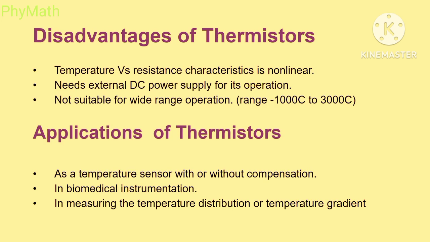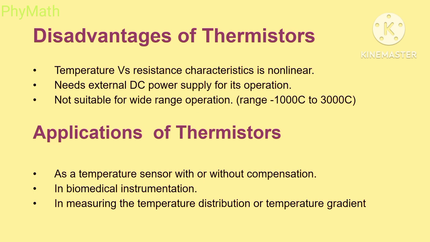Which are the different disadvantages of a thermistor? First, the temperature versus resistance characteristic is non-linear. Again, for a thermistor we will require a linearizer block to convert the non-linear characteristic into a linear characteristic. Then second disadvantage, it requires an external DC power supply for its operation. And third, it is not suitable for a wide range of operation because the range is limited, which is between 100 degrees Celsius to 300 degrees Celsius.